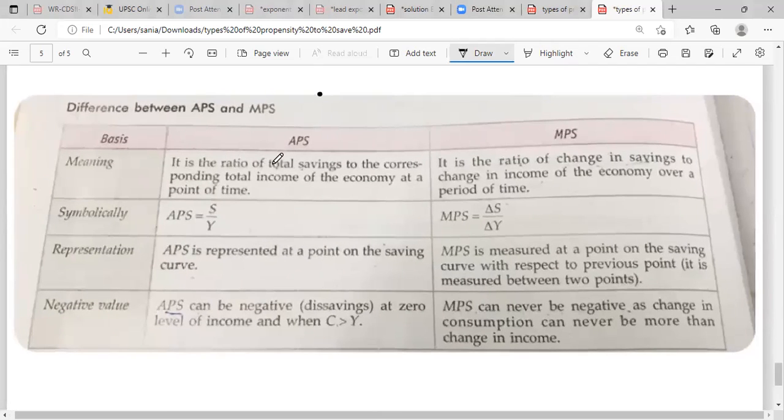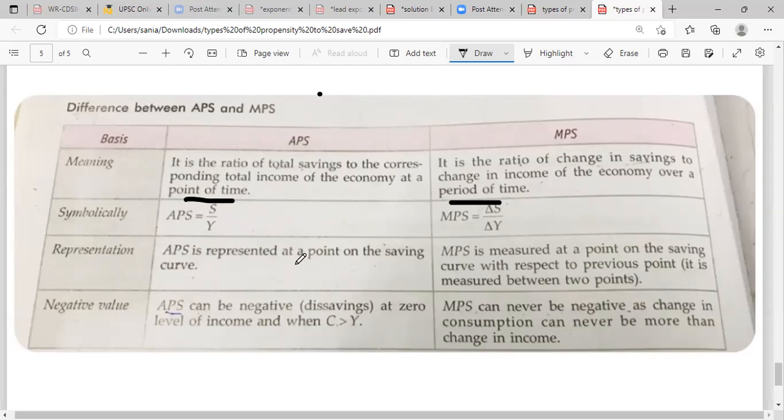So first, it is the ratio of total saving to the corresponding total income of the economy at the point of time. Okay, so this is point of time, and it is a ratio of change in savings to the change in income of an economy over a period of time. Okay, the symbol and the formula.